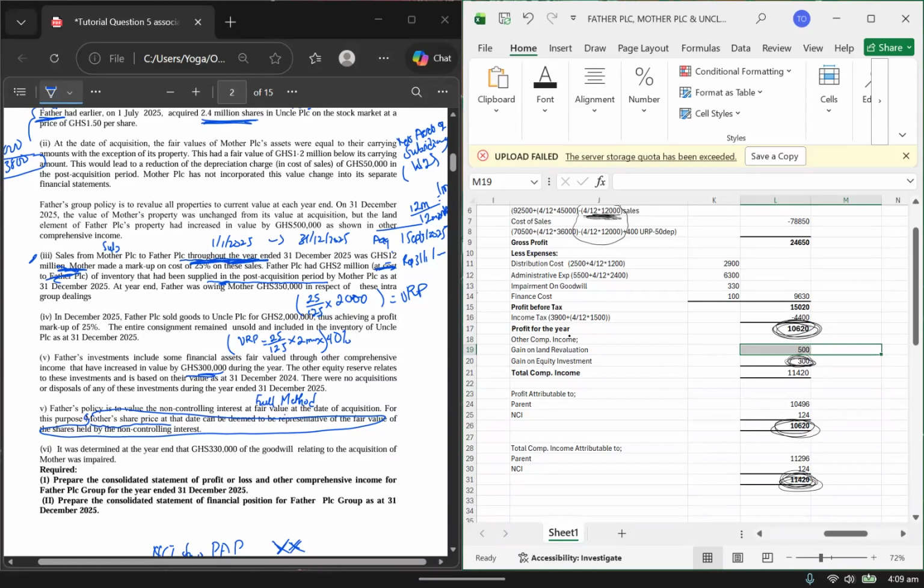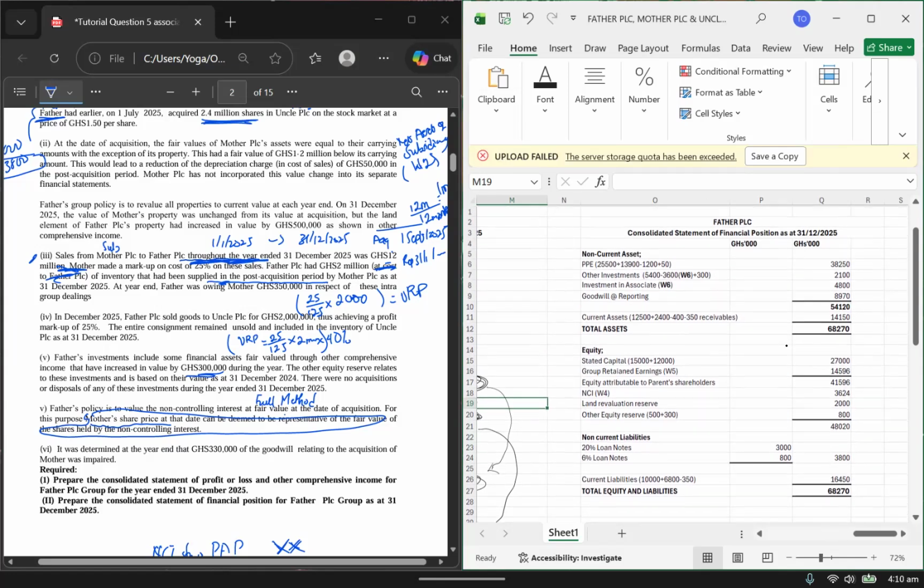So when you are sharing this profit for the year, you bring this NCI that we calculated in workings two. That's NCI share of post-acquisition profits, 124. Okay, you subtract it from this amount, it gives you the parent share. So the total should give you this. So this is profit attributable for the year. And this one, total comprehensive income. That's why this one is total comprehensive income attributable to parent and then NCI. Okay.